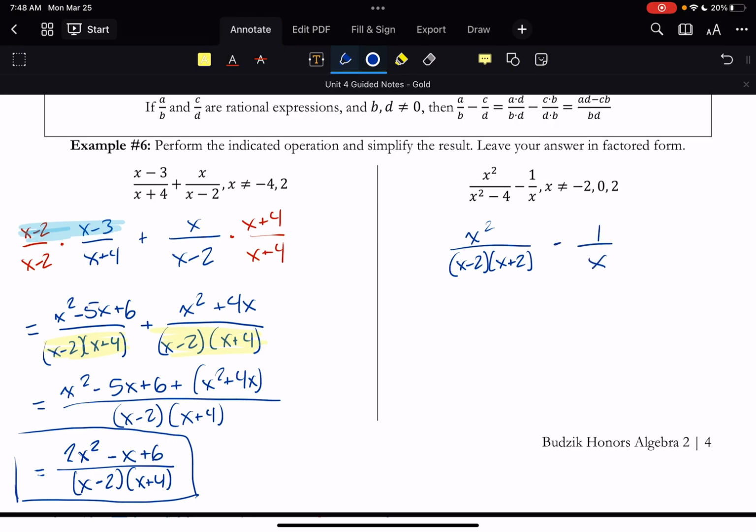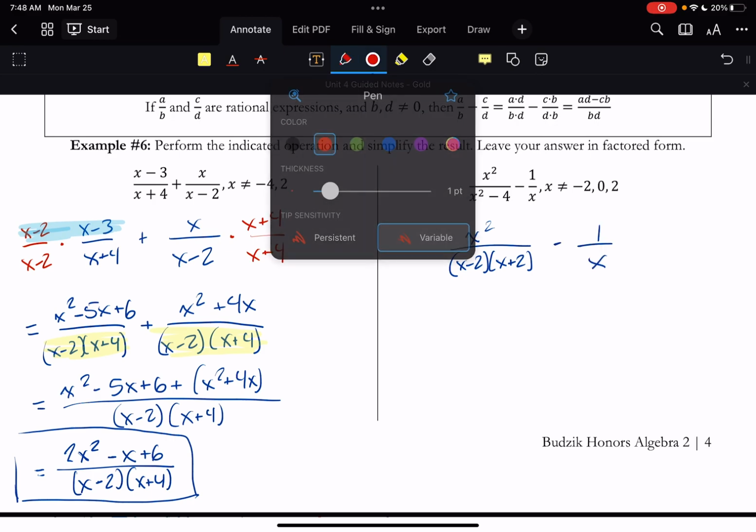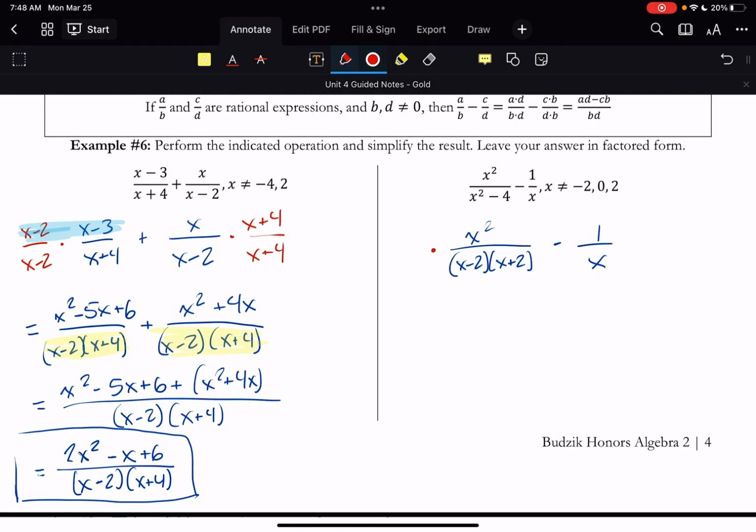minus 1 over x. So what I'm going to do is I'm going to multiply the other denominator again. So I'm going to multiply the first by x over x. And then the second one, I'm going to multiply by x minus 2 times x plus 2. You are going to see x squared minus 4 multiplying by that is completely okay. So now I have this common denominator of x times x squared minus 4. Again, I have x times x squared minus 4.